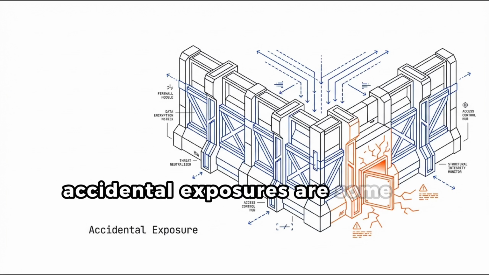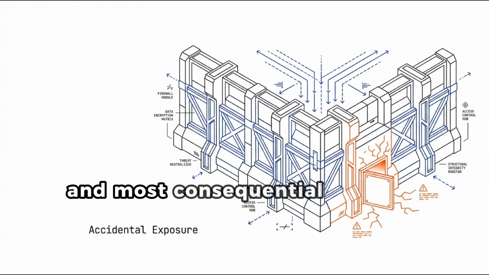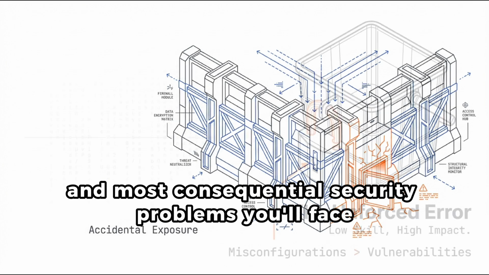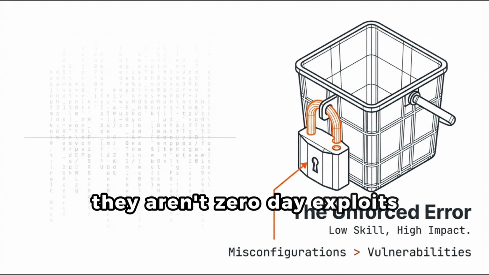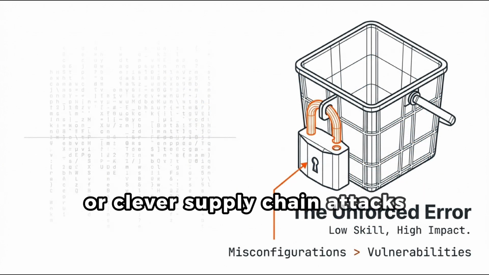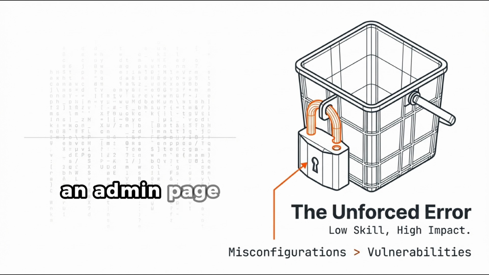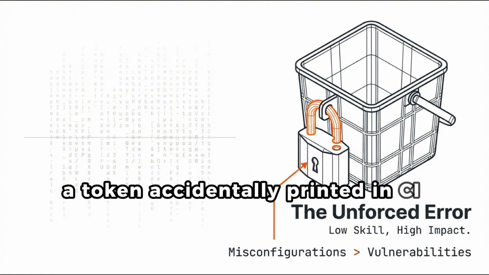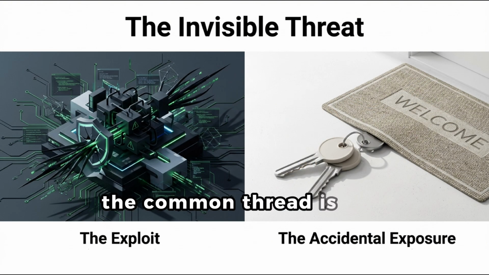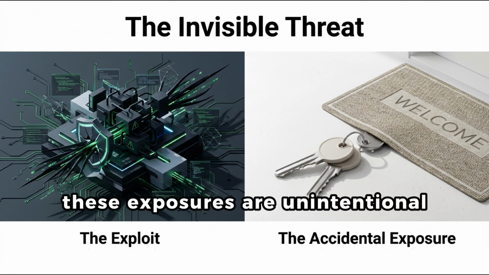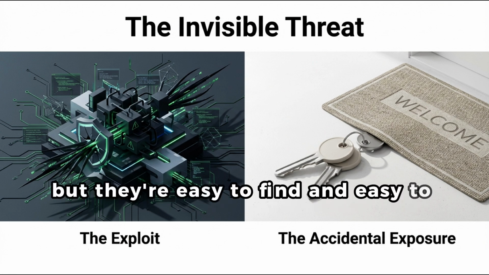Accidental exposures are some of the simplest and most consequential security problems you'll face. They aren't zero-day exploits or clever supply chain attacks. They are mistakes: a bucket left public, an admin page reachable without MFA, a token accidentally printed in CI logs. The common thread is that these exposures are unintentional, but they're easy to find and easy to exploit.